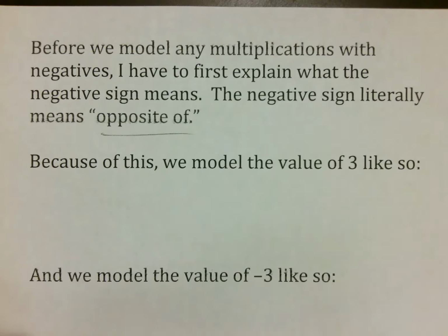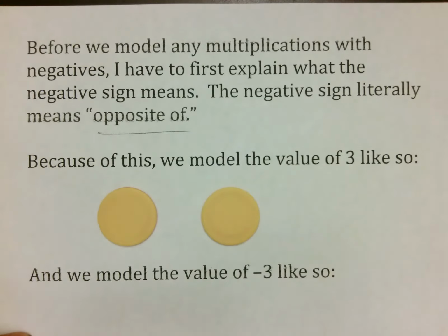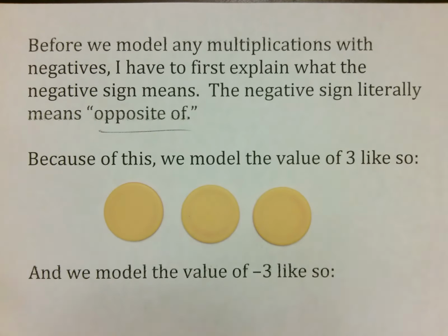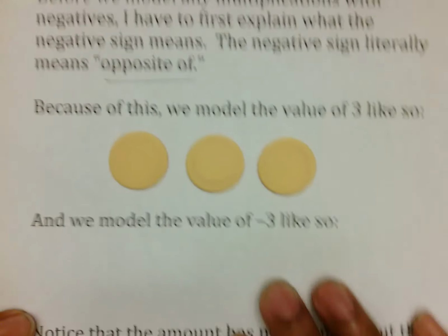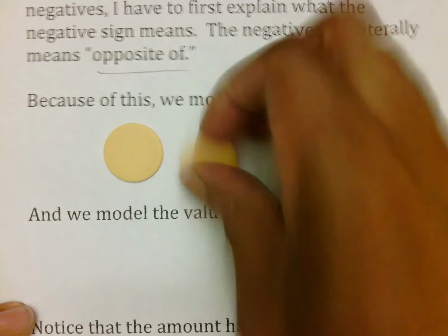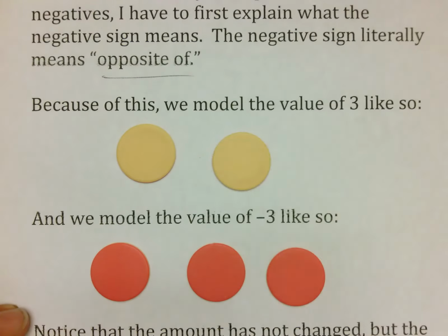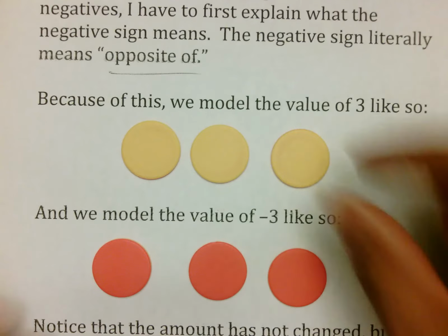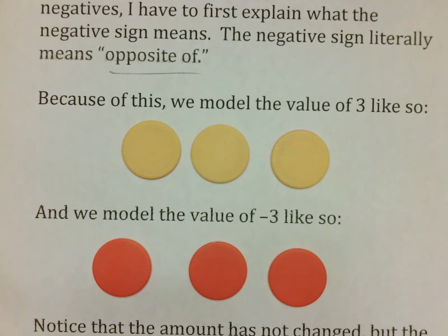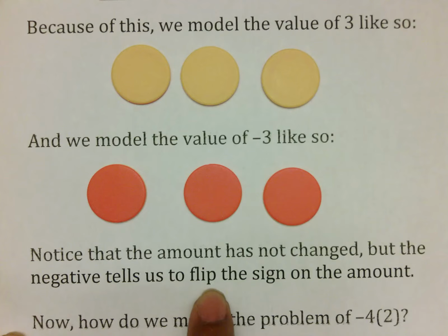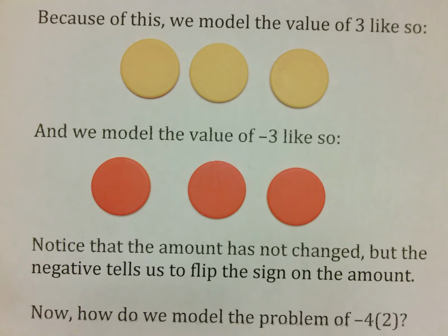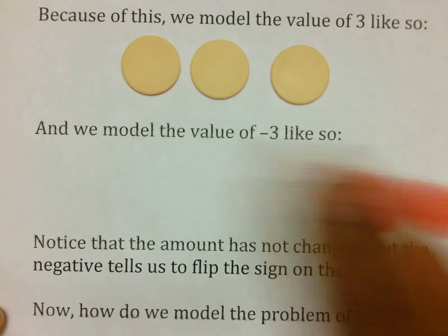So because of that, we model a positive 3 like this, with 3 positive, yellow being positive, chips. And we model a negative 3, being the opposite, as 3 red chips. So again, 3 positive chips represents a positive 3. 3 negative chips just means take all those chips and turn them over, which means flip them over, because that is the opposite of your positive 3. Again, notice that the amount has not changed, but the negative just tells us to flip the sign on the amount. So again, what the negative sign does is it means flip it over. If it's positive, make it negative. If it's negative, make it positive, etc.